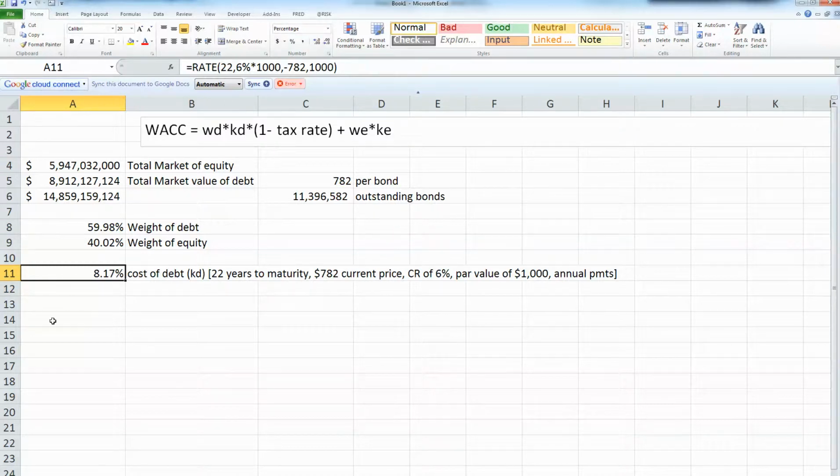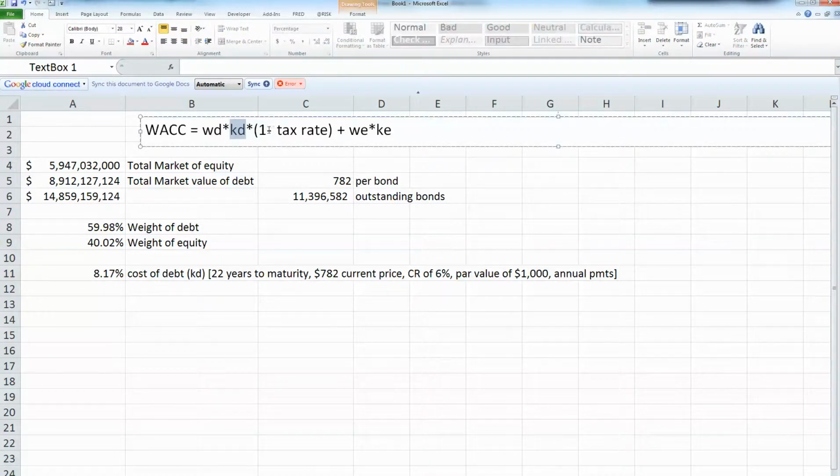So my cost of debt is 8.17%. So I now have this KD. And the tax rate was given, it's the last bullet. It's 30%. Now I need the cost of equity.